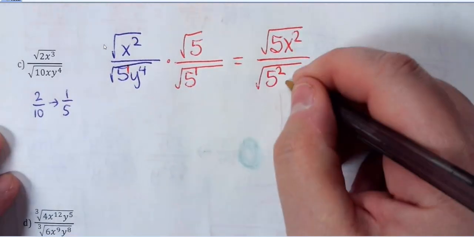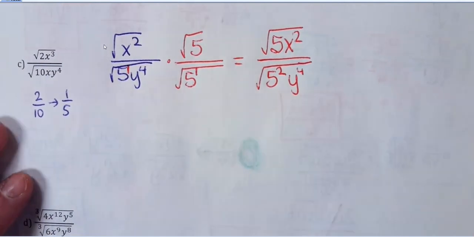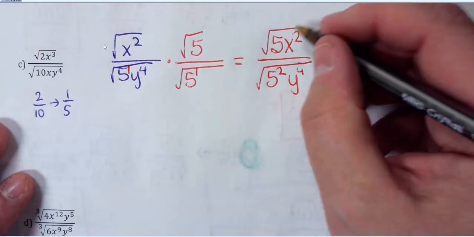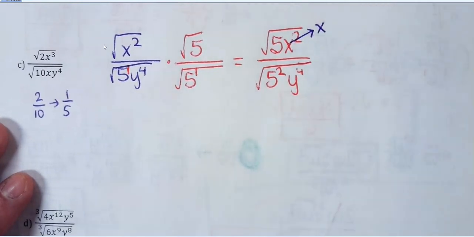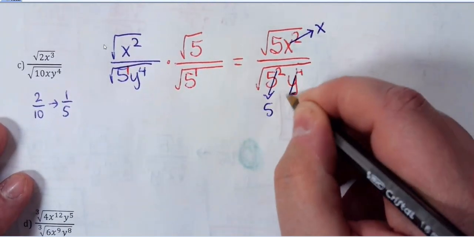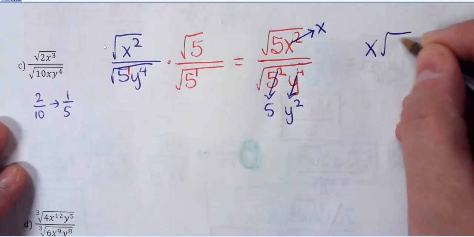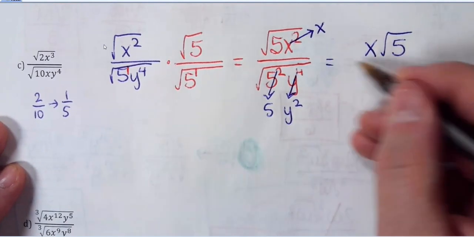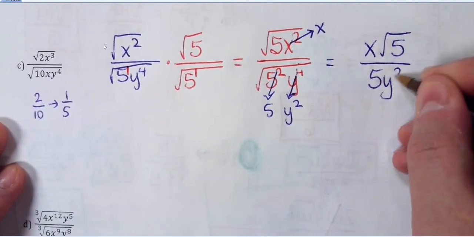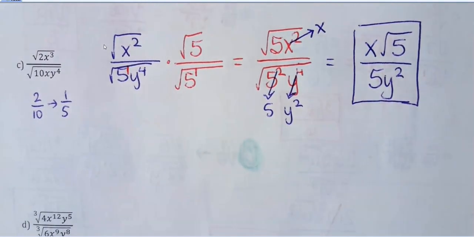Y to the 4th, I didn't have to mess around with that because y to the 4th is already a perfect square. That exponent is divisible by the root. What you can pull out here on the top, I can actually pull out an x. The square root of x squared would just be x. The bottom, I'm going to pull out a 5, and I'm going to pull out a y squared. Now I will have a radical left in the top. It'd be x times square root of 5, and then everybody's over 5y squared. Nothing else cancels out there. If you simplify first, though, it should save you some time at the end rationalizing.